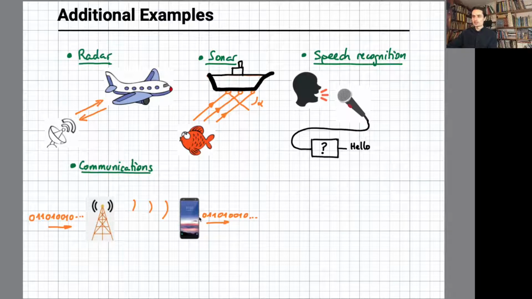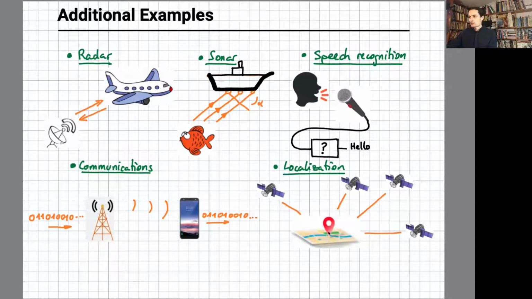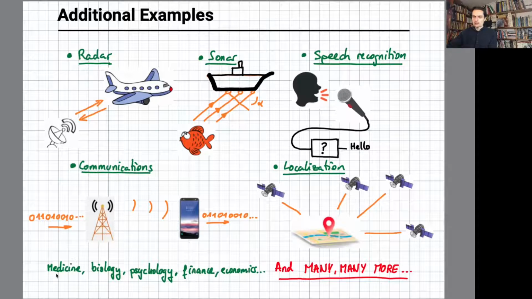The receiver then needs to reconstruct the transmitted sequence by looking at the received signal. In localization, a GPS sensor may look at the relative distances to a set of satellites to estimate its position. And many other estimation problems arise in medicine, biology, psychology, finance, and in general in any application or any discipline that involves learning from data.